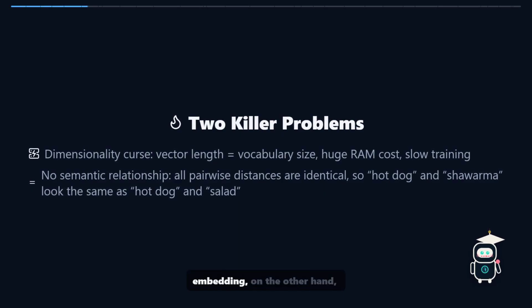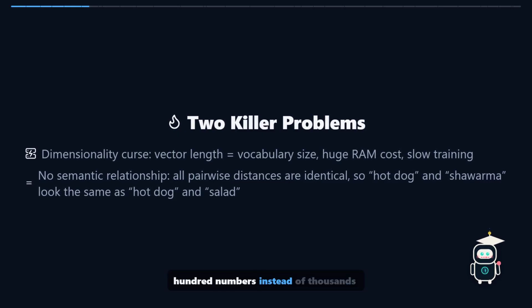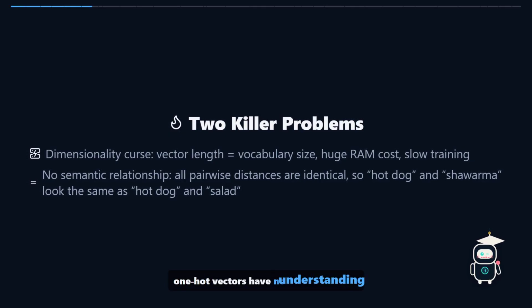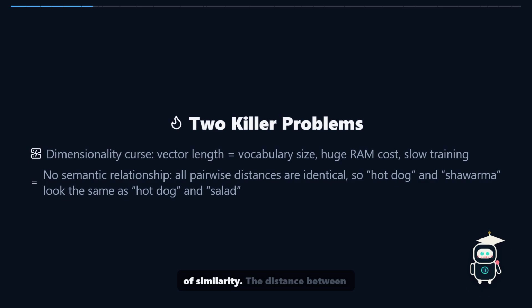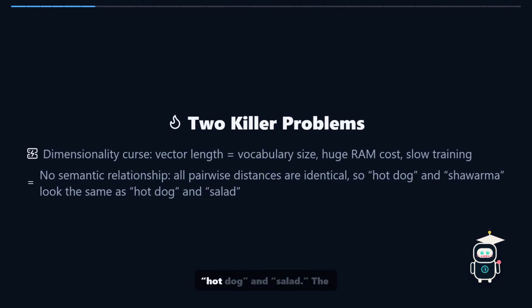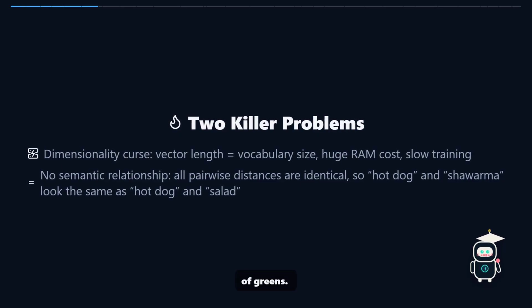A dense embedding, on the other hand, packs meaning into a few hundred numbers instead of thousands or more, an order of magnitude compression. Second, and more damaging, one-hot vectors have no understanding of similarity. The distance between hot dog and shawarma is identical to the distance between hot dog and salad. The model can't learn that a shawarma is closer to a sandwich than a leafy bowl of greens.